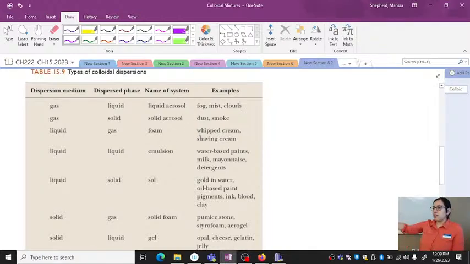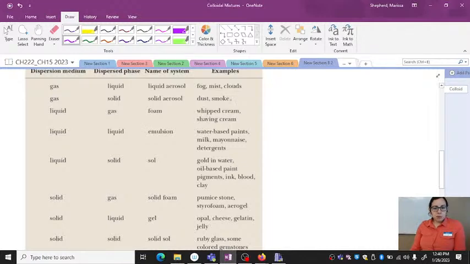Same thing with dust, right? I'm sure you all have seen dust in the light. You have a stream of light coming in, you smack your couch or something, a bunch of dust flies up, and then you see all those particles. That's the same thing, the Tyndall effect.